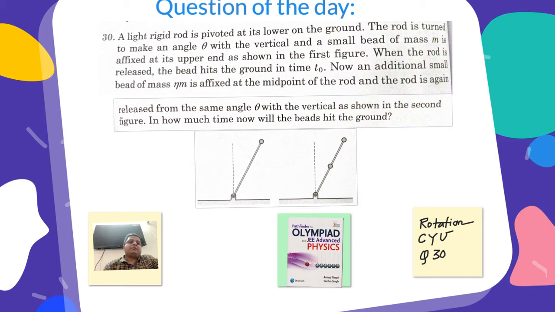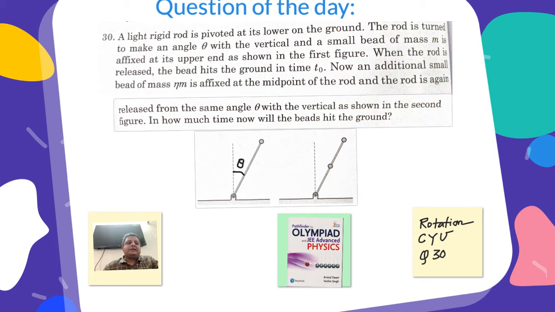So let us read the problem. A light rod is pivoted at its lower end on the ground. The rod is turned to make an angle theta with the vertical. That's angle theta with vertical. And a small bead of mass m is affixed at its upper end as shown in the figure. That means look at this figure. You have a bead, this one is the bead at its upper end.